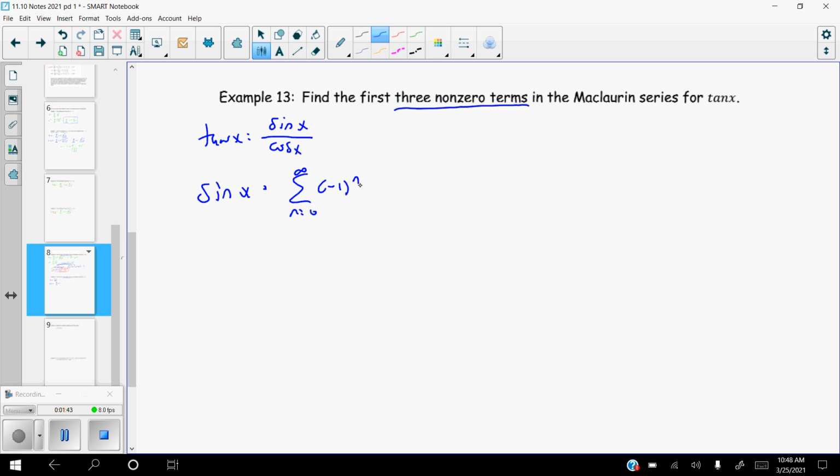So sine is going to be negative 1 to the n. And again, it's the odd term, so it's x to the 2n plus 1 over 2n plus 1 factorial. And if we write out the first so many terms, I'm not going to walk through the entire process, but you would get x minus 1/6 x cubed plus 1 over 120 x to the 5th minus, and so on.